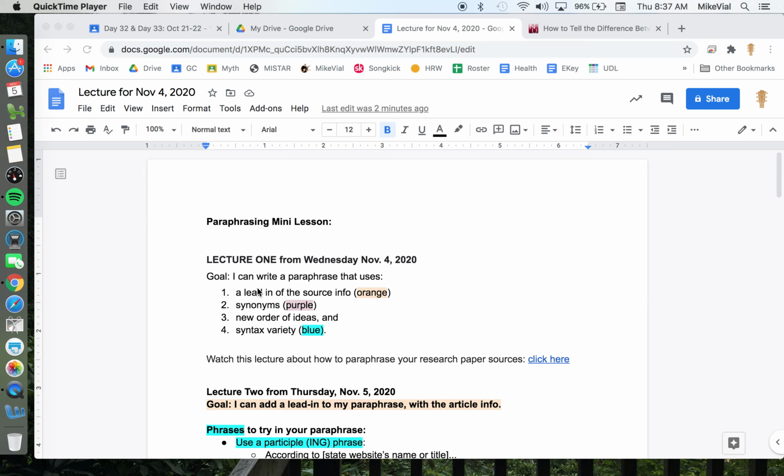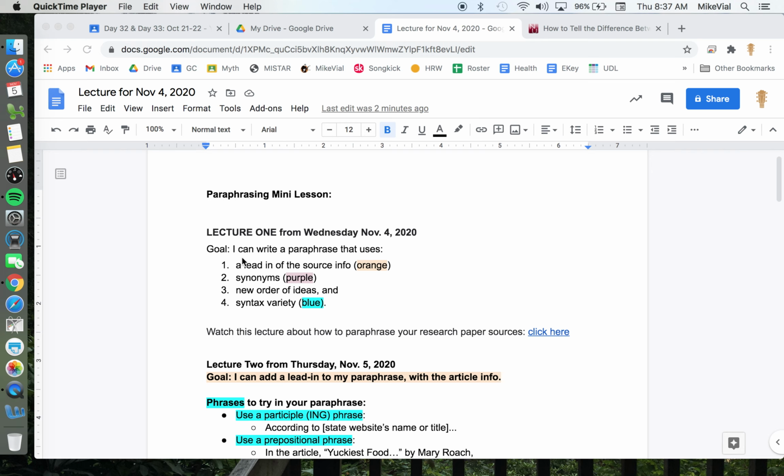So yesterday we were working on our paraphrases, and what does a good paraphrase do? It uses a lead-in of the source, and this is my orange. Most of us will need to revise to add this today. Two, we use synonyms, changing out different words from the passage and finding our own words. That's purple. Three, we change the order of ideas, but we don't change the meaning of the ideas. And most of you are already doing that.